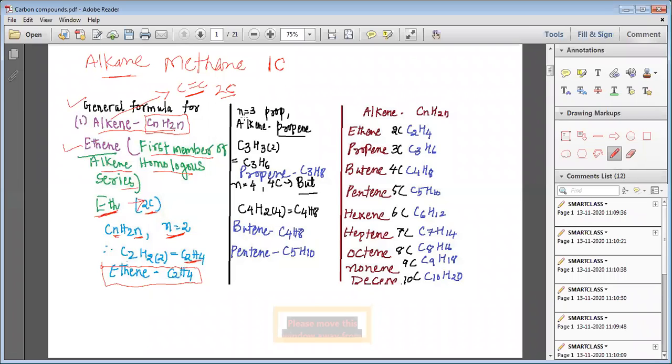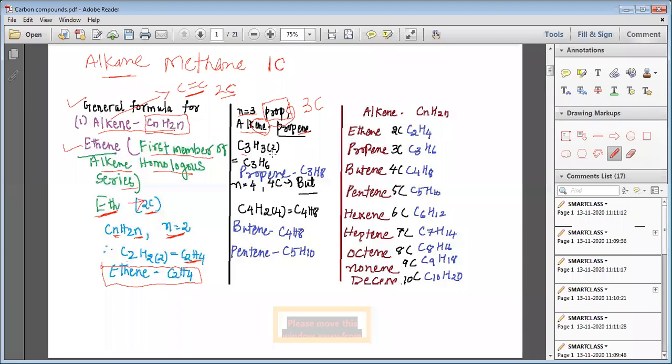Now, if we go to the next member of the homologous series, we should take n is equal to 3. When n is equal to 3, we have the word prop. So prop represents 3 carbons. So we will have the alkene, that is ene. We just add ene to prop. So we will have propene.